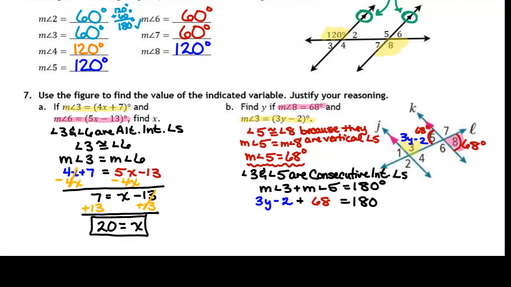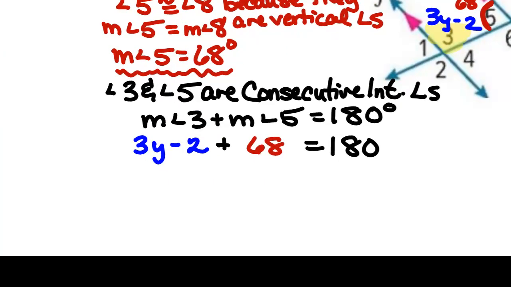Before I finish solving this, we identified 3 and 5 as consecutive interior angles. So the reason I'm allowed to add them and set it equal to 180 is because of the consecutive interior angles theorem. That's why I know they're supplementary. And then I can put 3y minus 2 in the place of angle 3 and 68 in the place of angle 5 using substitution. All right, what do I want to do next to solve this?